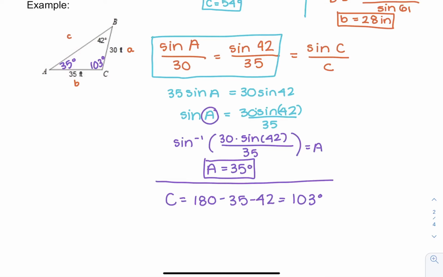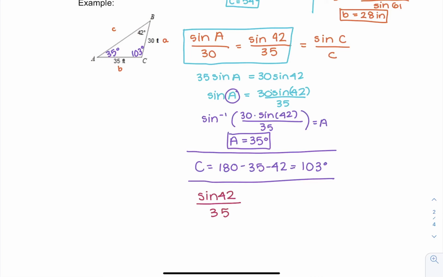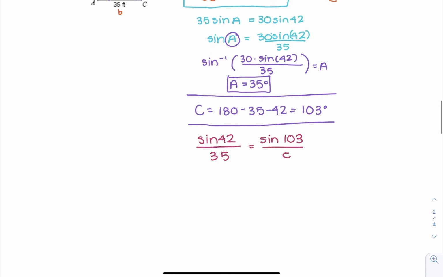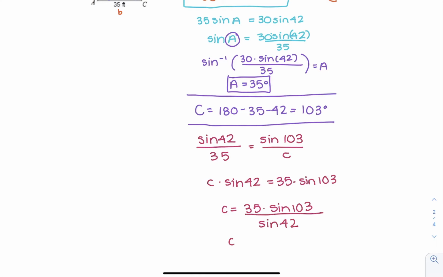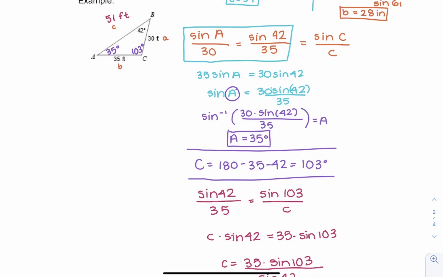Last up, we're just missing side C. So what we're going to do is use our ratio again. We can say sine of 42 over 35 is equal to sine of 103 all over C, and cross multiply and solve for C. So C times sine of 42 is equal to 35 times sine of 103. Now we solve for C by dividing both sides by sine of 42. So C is equal to 35 times sine of 103 all over sine of 42, which means that C is about 51 feet. So again, we were able to find all the sides and angles of the triangle.